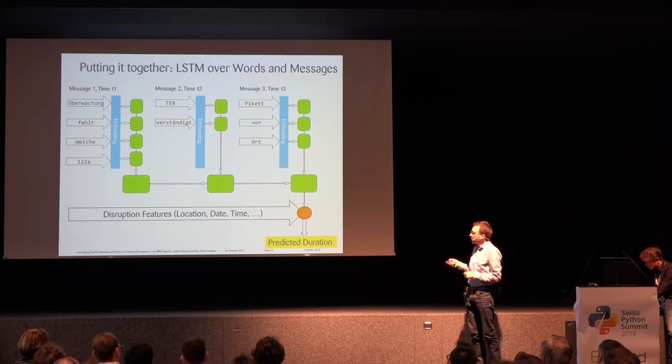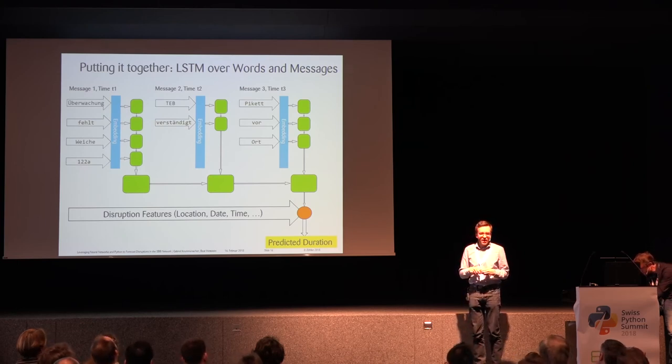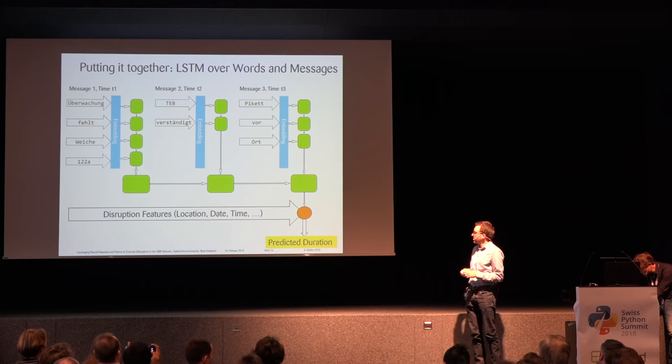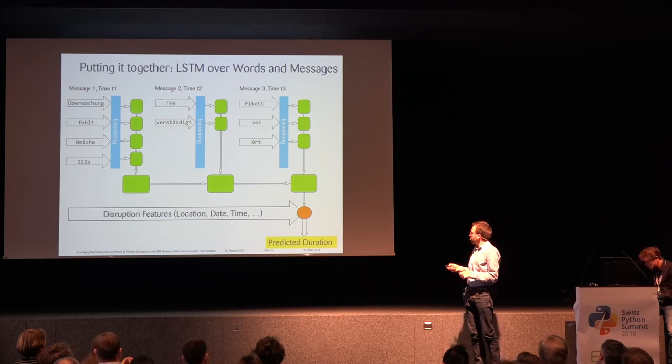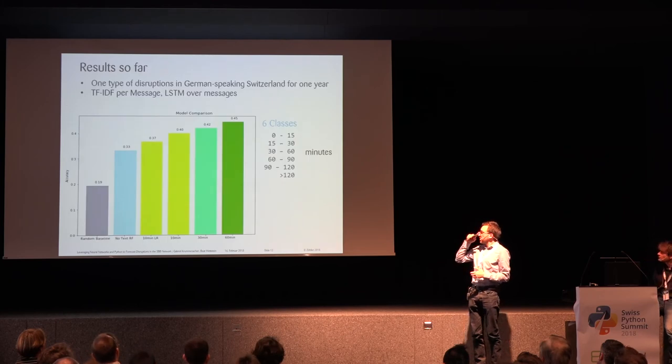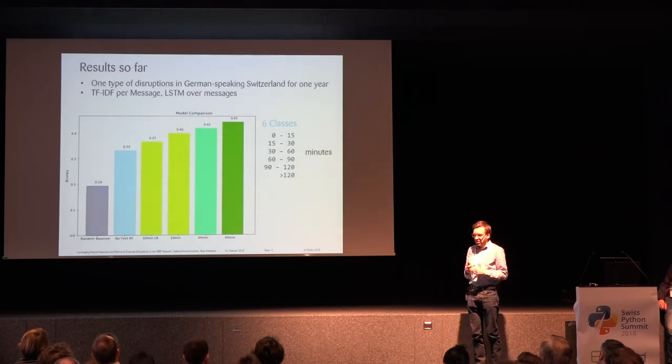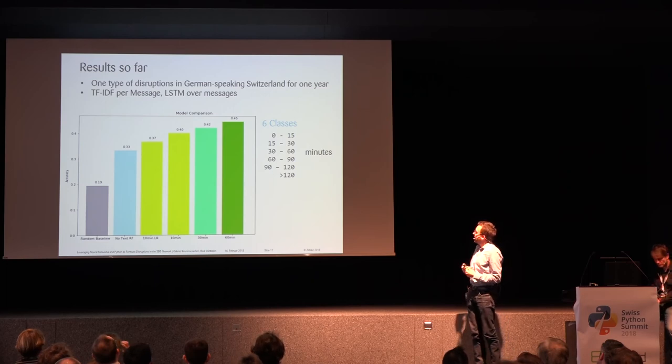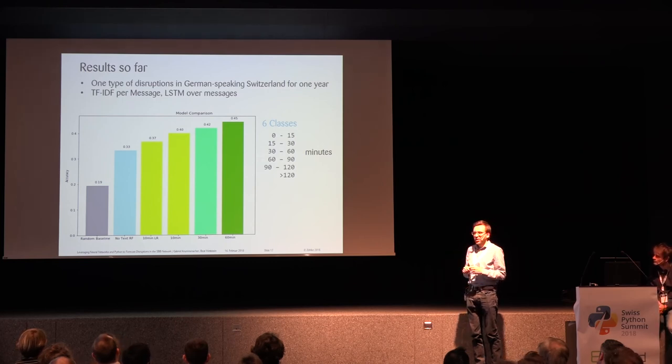And then you want to combine this at the end with all the other things that you know about your disruption. So where was the disruption? When did this happen? At what time? And so on. And finally, you output the predicted duration. So what we did was we took 1 year of all the disruptions in the SBB network in German-speaking Switzerland, so we didn't have to deal with multiple languages. We looked at one type of these disruptions, and we used an LSTM over these frequency features per message.